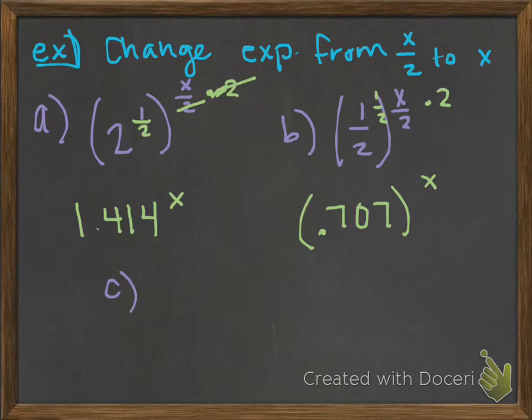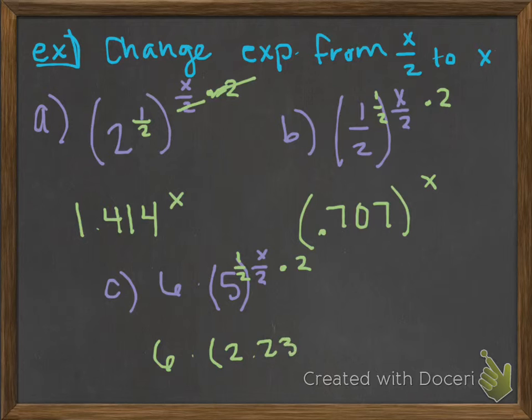And lastly, letter C, we have 6 times 5 to the x over 2. Again, the 5 is your base, not the 6. We'll multiply this exponent by 2, which means I have to raise this 5 to the 1/2 power. 5 to the 1/2 power is 2.236 raised to the x power. So the process is still the same as before. Very repetitive once you get the pattern down.